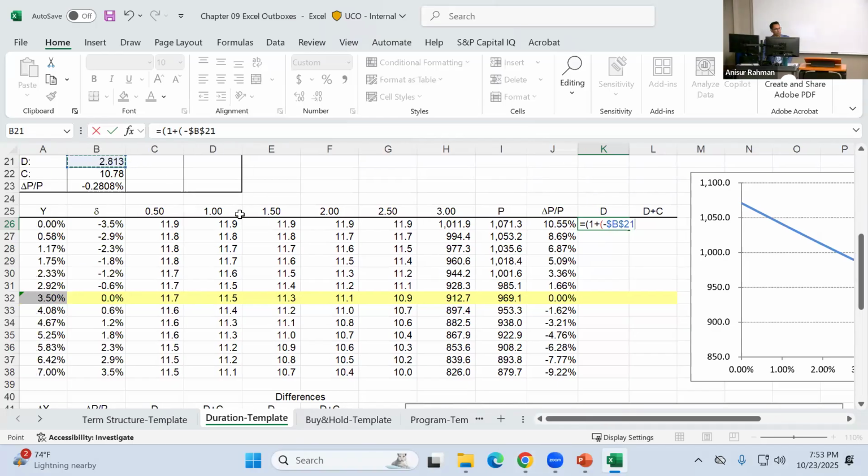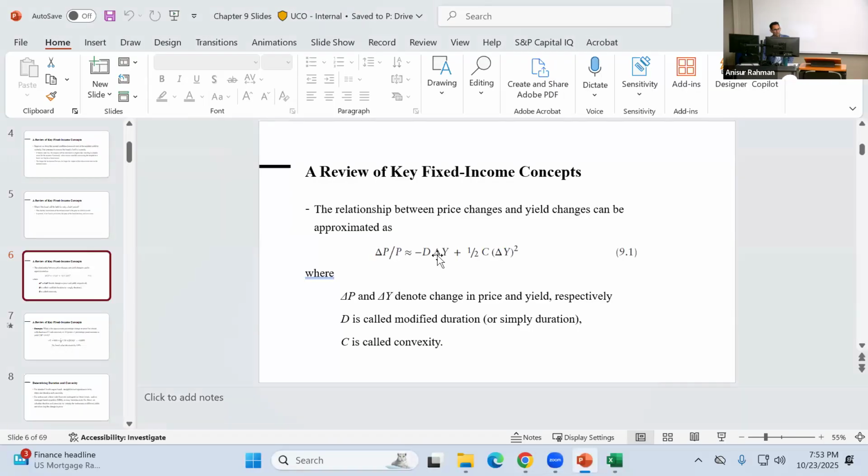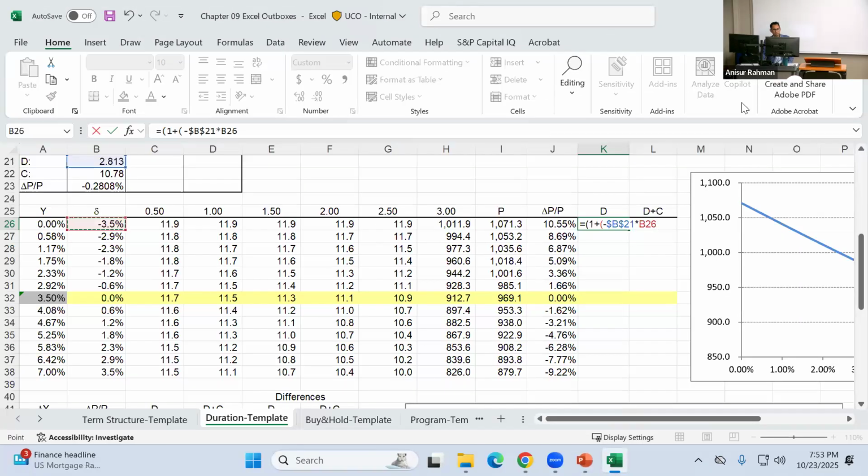And lock this completely, times our delta. What is our delta? This. So that is it, right? For the duration: minus D times delta Y. Close parenthesis. Multiply by what? If we want to find out the price, the new price.